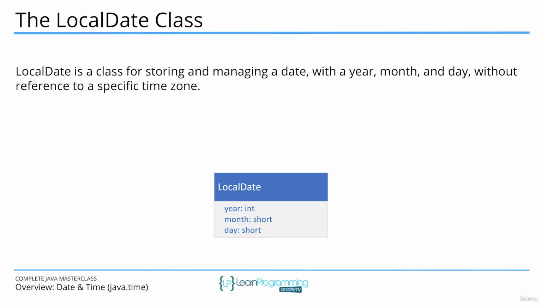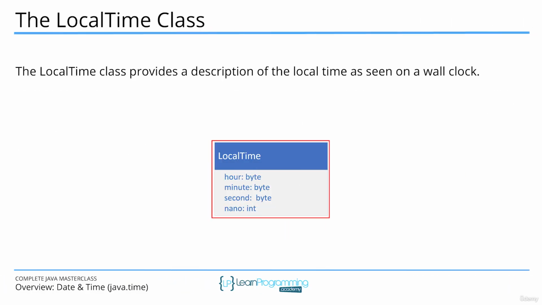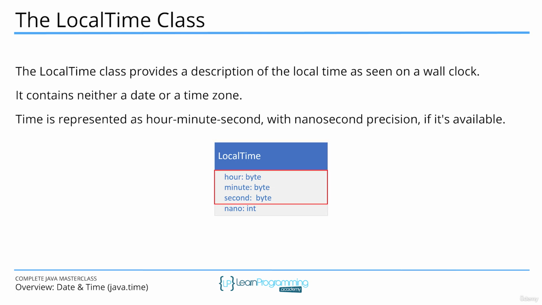LocalDate is a class for storing and managing a date with a year, month and day without reference to a specific time zone. This kind of date might be used for an anniversary date, a birth date, or a special holiday like Cinco de Mayo, the 5th of May, or Thanksgiving Day. This class doesn't have a clock time component. The LocalTime class provides a description of the local time as seen on a wall clock. It contains neither a date or a time zone. Time is represented as hour, minute, second, with nanosecond precision if it's available.